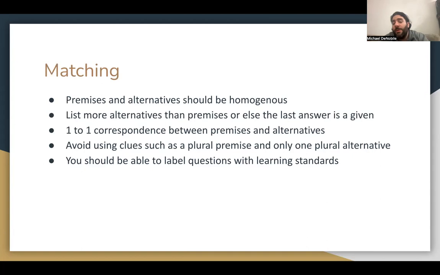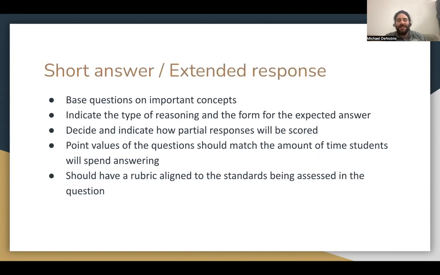One-to-one correspondence between premises and alternatives. Do not make it where one premise can go to three alternatives or vice versa. That defeats the whole purpose of a matching column. Avoid using clues such as plural premise and only one plural alternative. Again, just like, don't give clues. Don't give away answers. It questions the reliability and validity of the test. You should be able to label questions with learning standards. I know you really want to know why, and we're going to get there soon.